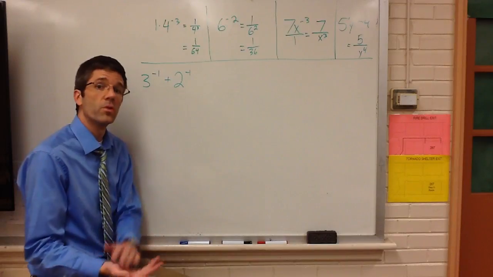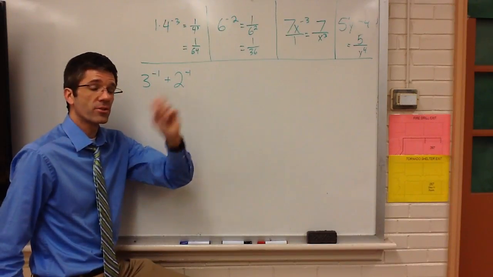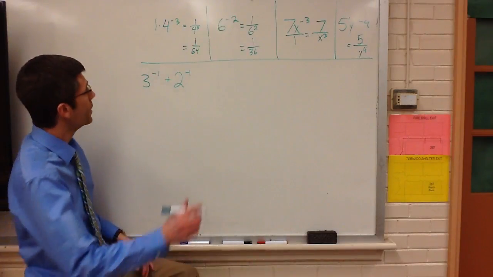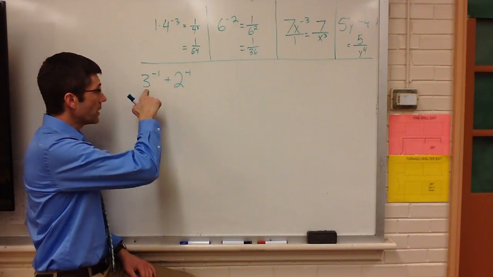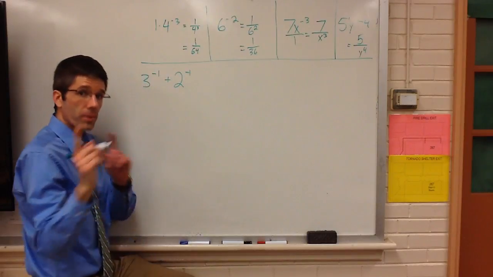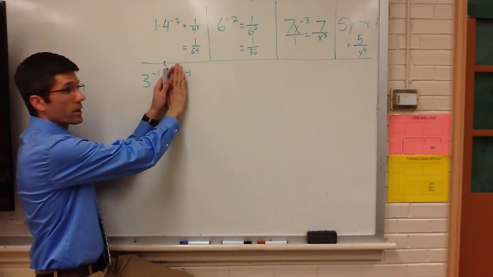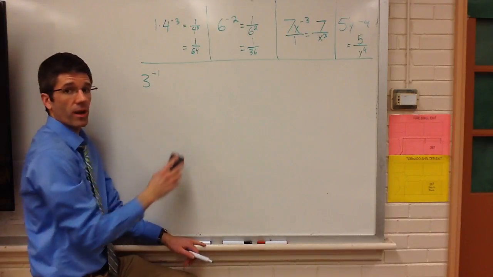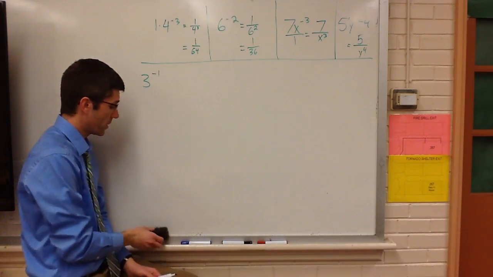Negative exponents move things from numerator to denominator, or if they happen to be in the denominator, they'll move into the numerator. So, 3 to the negative 1 becomes, now ignore this. I'm actually going to erase it. This isn't our concern right now. We're going to do one piece at a time.